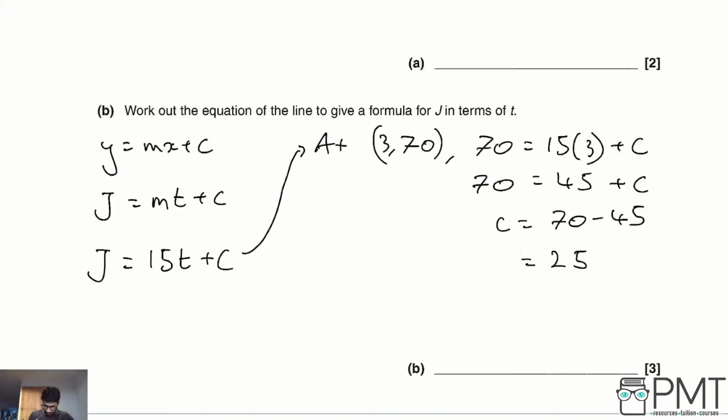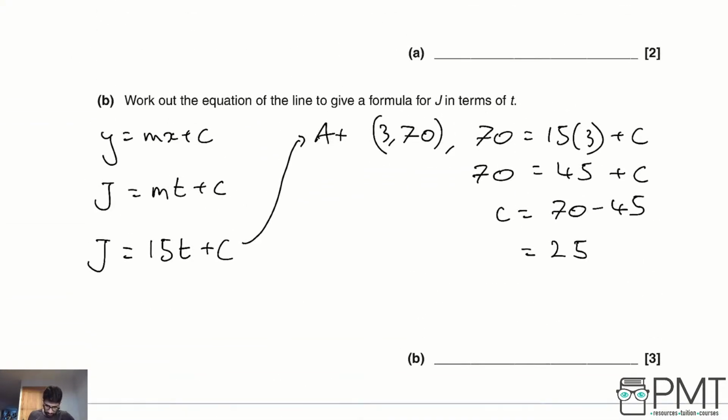Therefore, J equals 15t plus 25. So we have an equation for J in terms of t now.